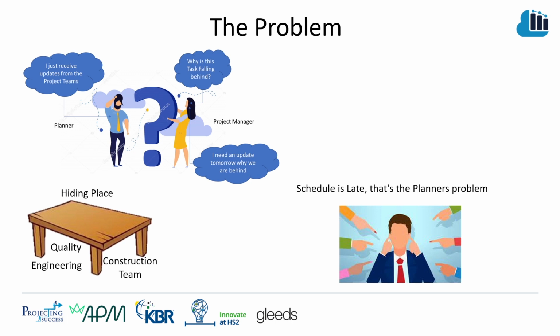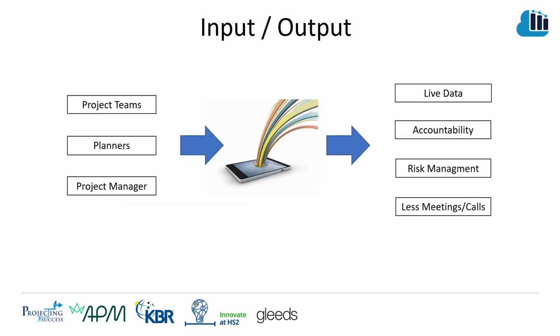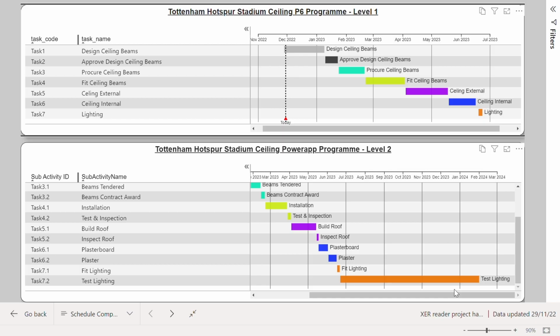Most of the time, the best person to ask would be the person who is doing the works. In essence, with a few key inputs from the project team, using this tool, we can display live data, gain a greater accountability, highlight risks, and reduce meetings and calls. Now it's time to learn how the system works.